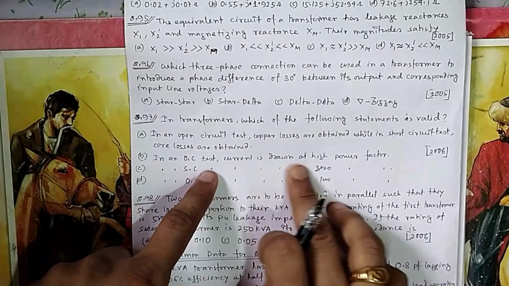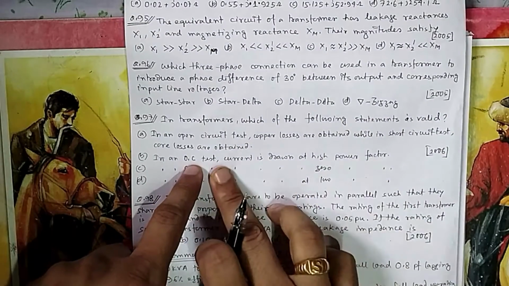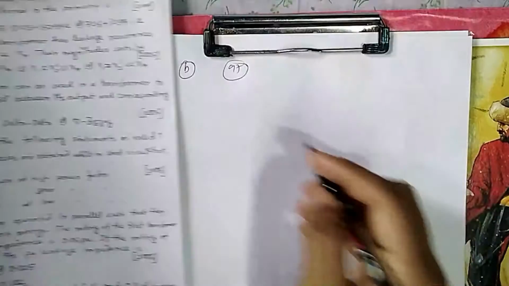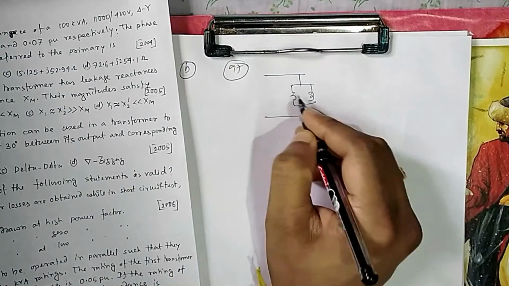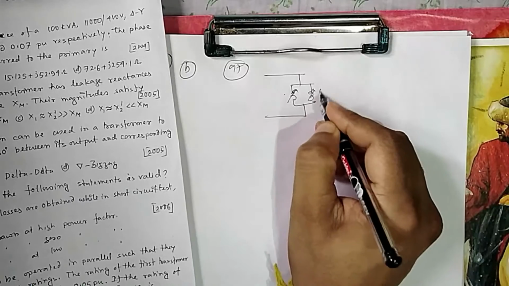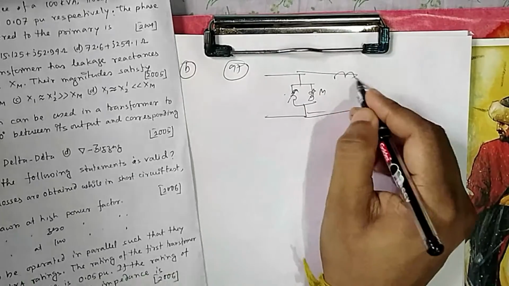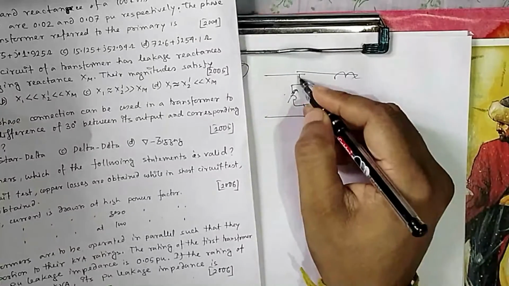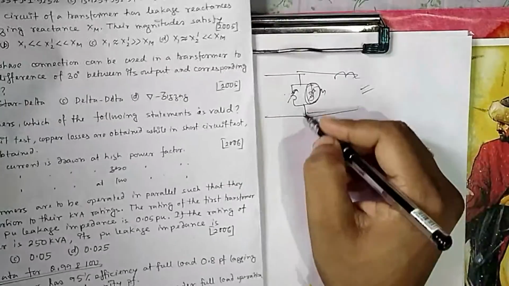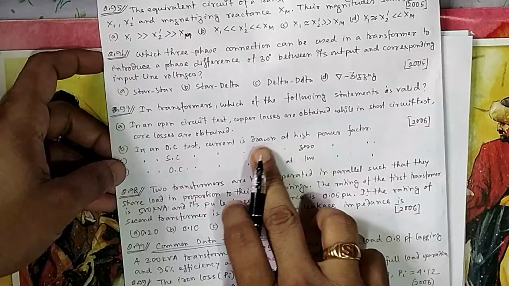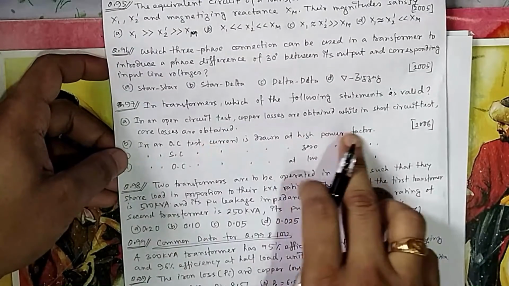Open circuit test, the current drawn is at very high power factor. Open circuit test means only the magnetization portion is there. If you draw that equivalent circuit, only this portion is there, the magnetization branch and core loss. This is core loss, this is the magnetization part, and the rest is already there, this is the equivalent circuit. So basically high inductance is there. So with high inductance the power factor will be very low in open circuit, because only this branch is connected. So power factor will be very low. So that is wrong.